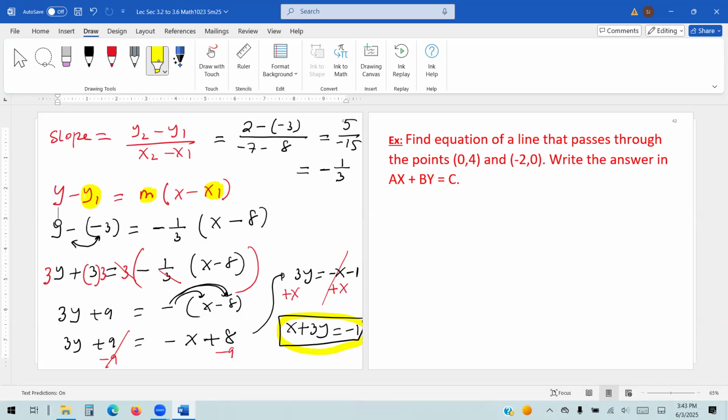This is correct. And now since you want x and y to be that, this is the point from the next. Okay, so you can find the line.